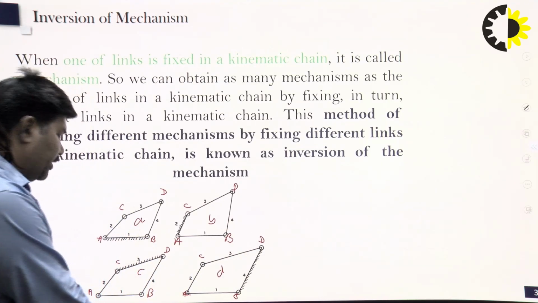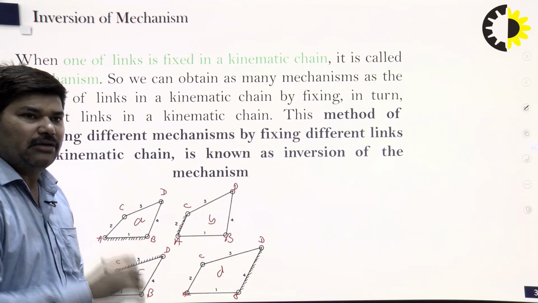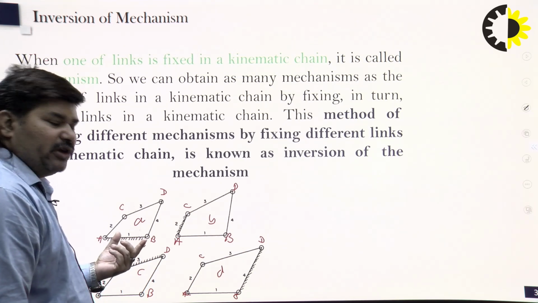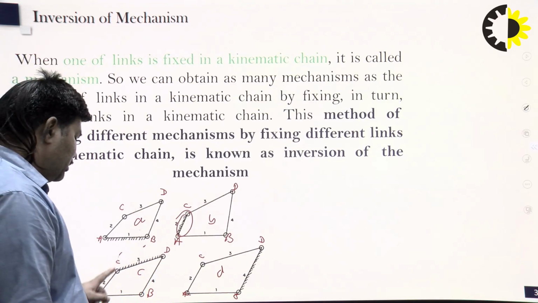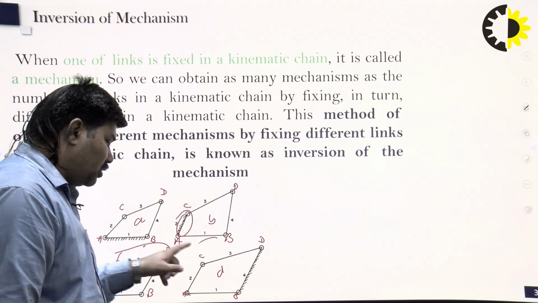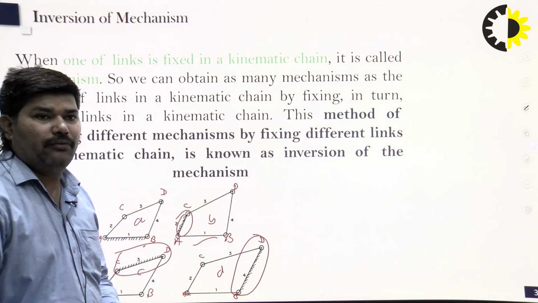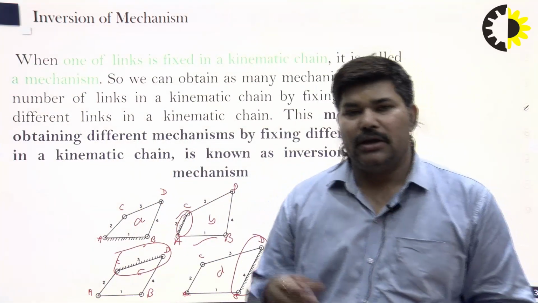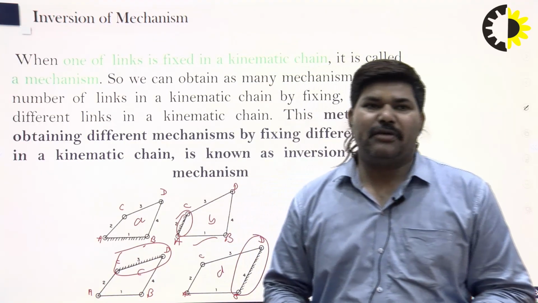You can see that in each figure, figure A, figure B and figure C, a different link is fixed. In figure A, link number 1 is fixed. In figure 2, the shortest link is fixed. In figure 3, we fix link number 3, and in the case of figure 4, we fix link number 4. So we fix different links in a kinematic chain, and a different type of motion is transferred, or you can obtain the output in a different type of motion.